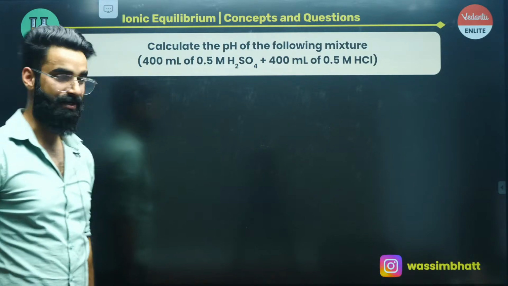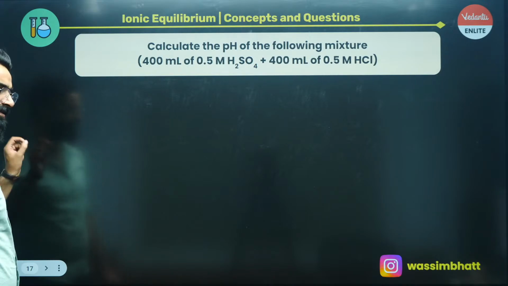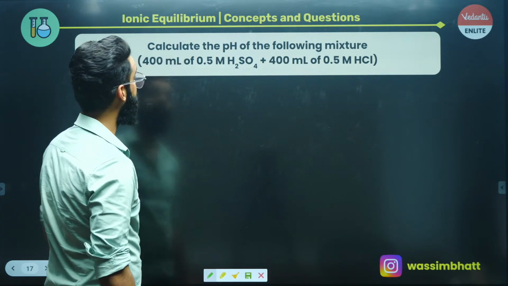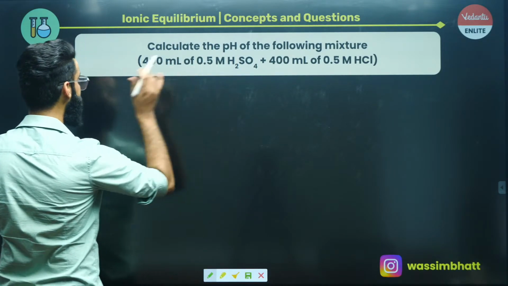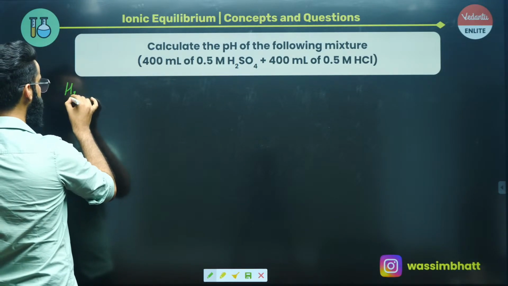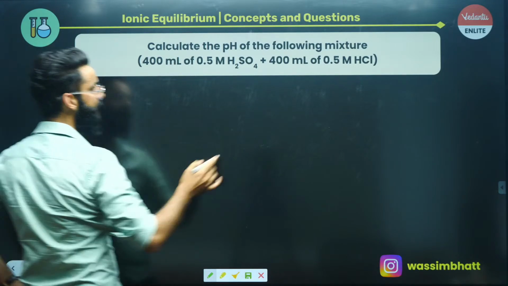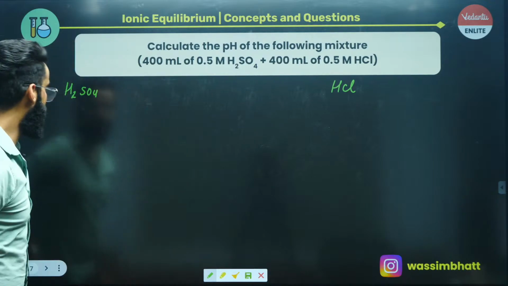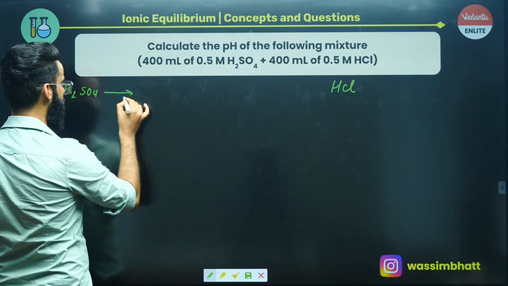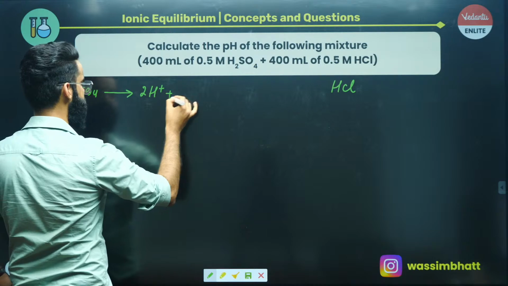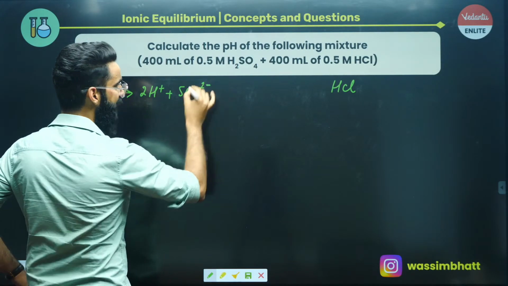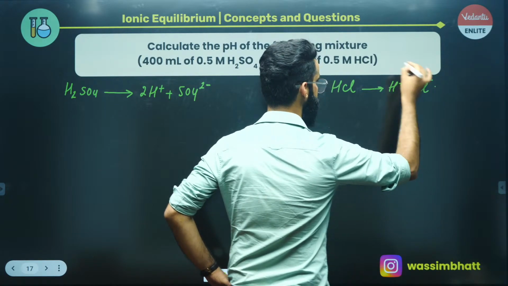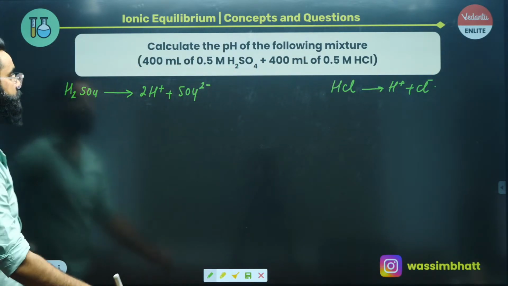Okay, look at this particular question, guys. This is one more question. Let's have a look at exactly how this sort of question is to be solved. See what the question says exactly. Calculate the pH of the following mixture. So basically, you have got H2SO4 and you have got HCl. First of all, H2SO4 would have dissociated completely as 2 times H positive aqueous plus SO4 dinegative aqueous, right? And this HCl would have dissociated as H positive aqueous plus Cl negative aqueous, right?